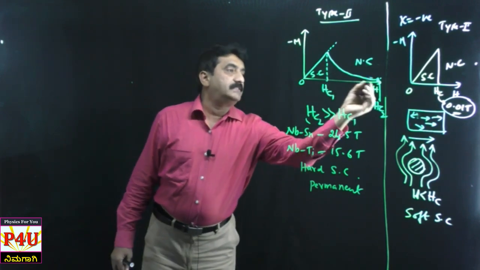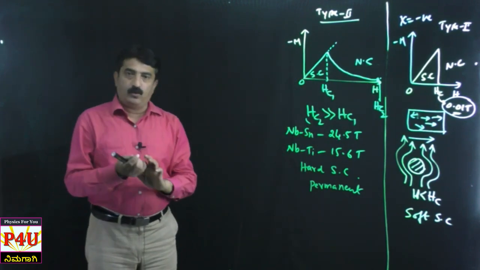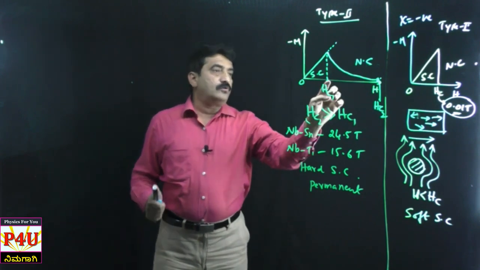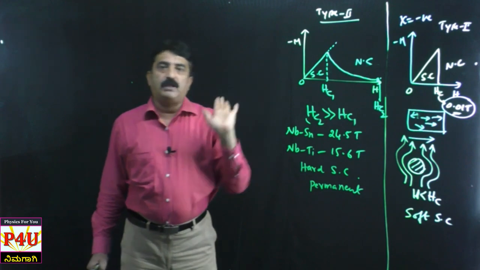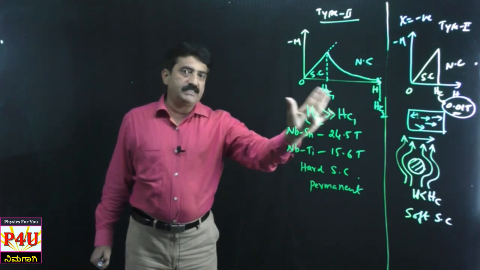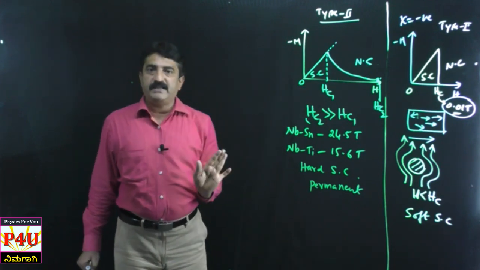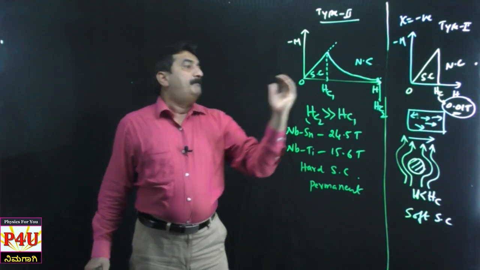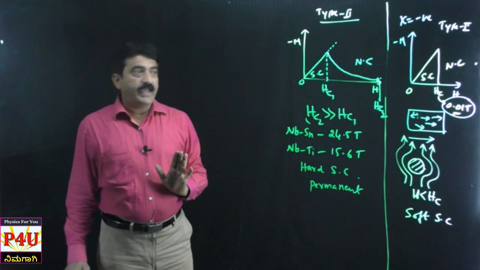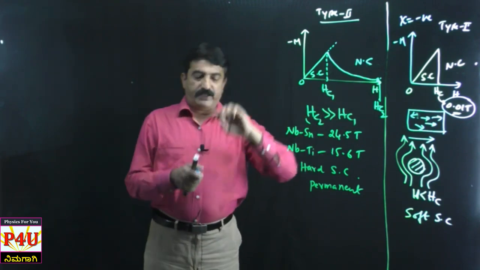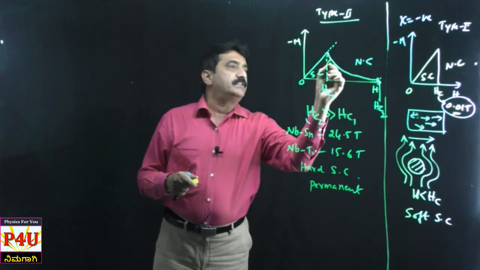What about between HC1 and HC2? Dear students, follow carefully. From 0 to HC1, type 1 and type 2 both are same. Their behaviors are same. Beyond HC2 also, they both are same. Only from HC1 to HC2, this portion is there, no?